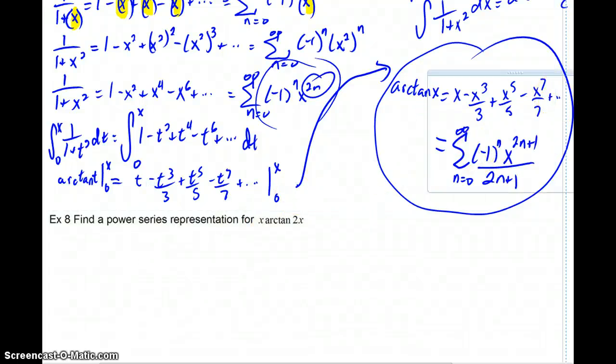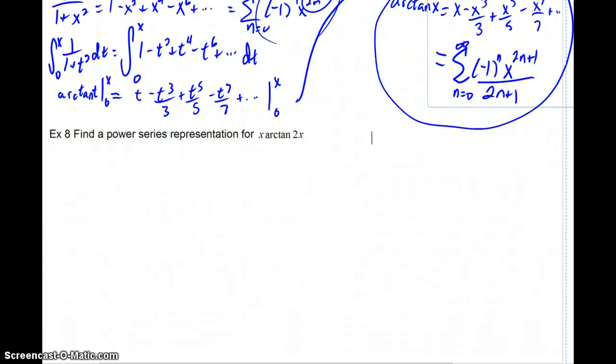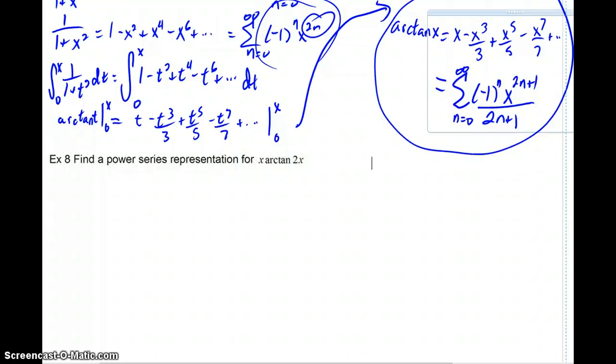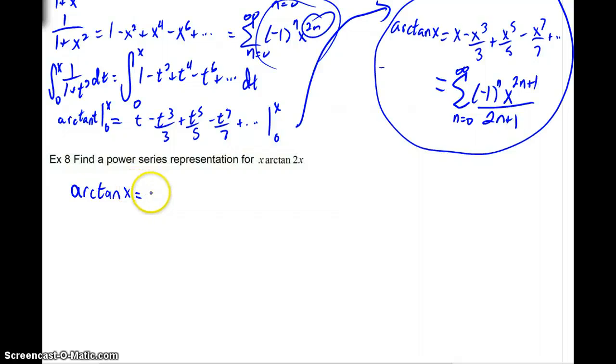Alright, here we are with the very last example. What we just saw a moment ago was that the arctangent of x, recopying example 7, you can see it's really coming from up here at the top right part of the screen. That's x minus x cubed all over 3 plus x to the 5th over 5 minus x to the 7th over 7.